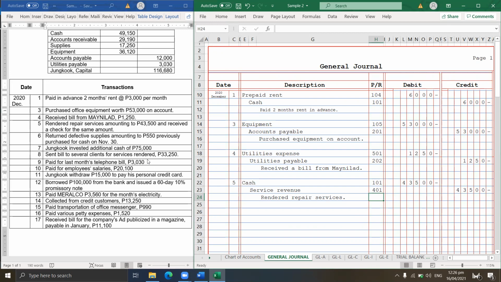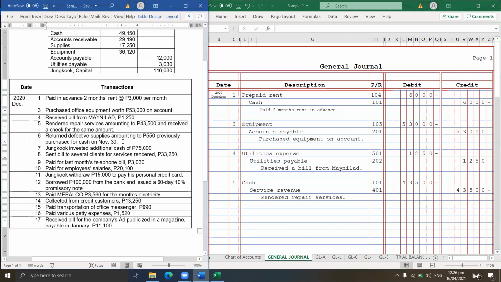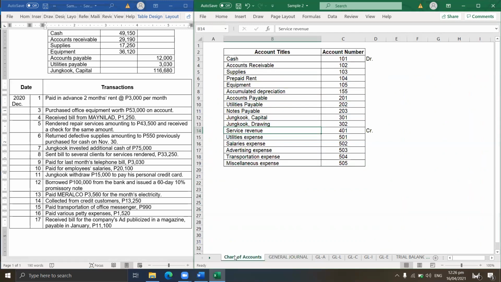Next, let's proceed with the analysis of December 6 transaction. Sabi po, return defective supplies amounting to 550 previously purchased for cash on November 30. So binalik po natin ang defective supply na binili natin on November 30. So pag nangyari po yun, okay, hindi naman sinabi na pinalitan, no? So we have returned it, thus we will receive a refund, di ba? Magre-refund tayo, so marireceive natin yung 550.